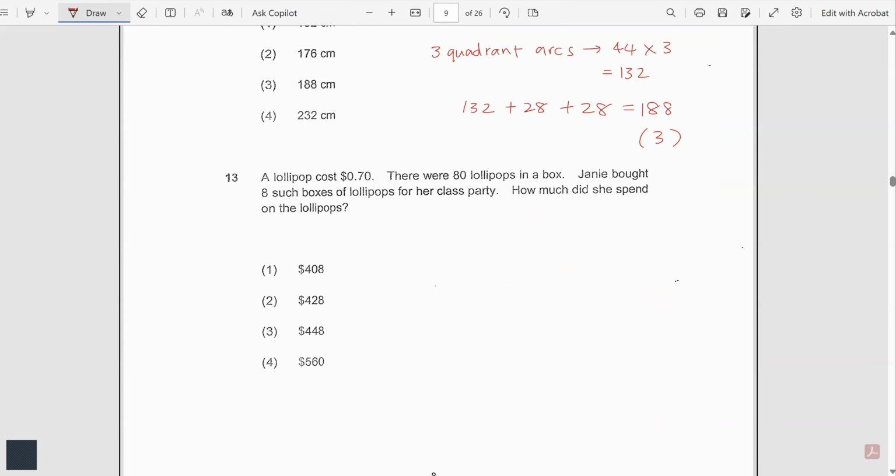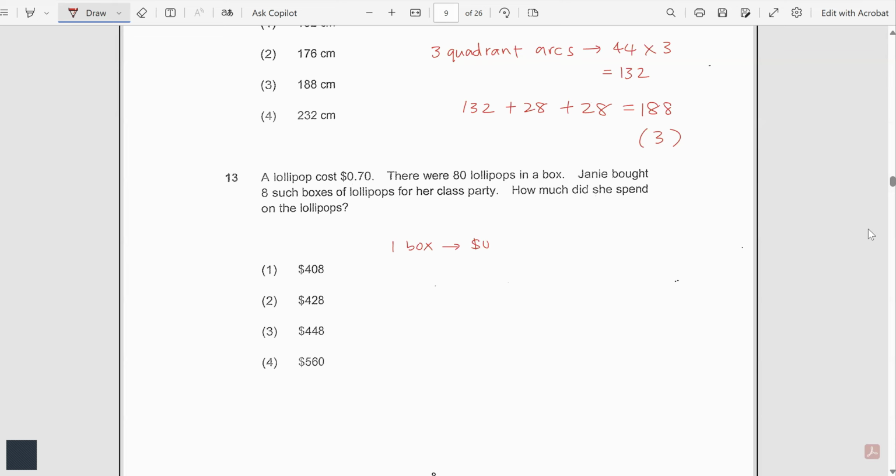Question 13, a lollipop costs 70 cents. There were 80 lollipops in a box. Janie bought 8 such boxes of lollipops for her class party. How much did she spend on the lollipops? Okay, so if one lollipop is 70 cents and you have 80 of them in one box, let's find one box first. Like, how much is it going to cost?